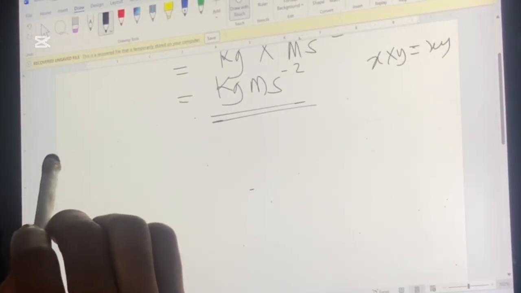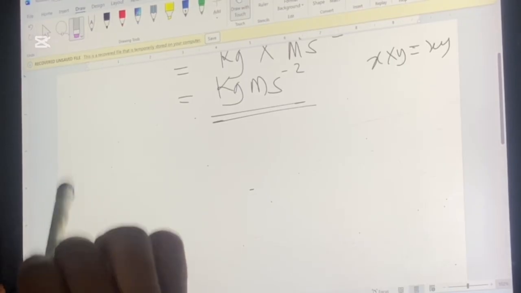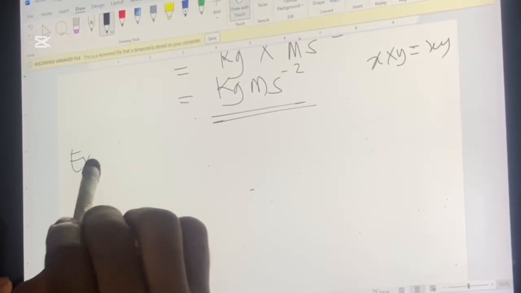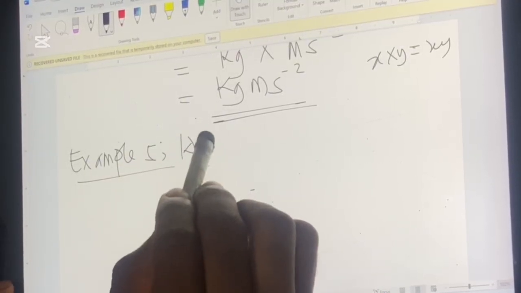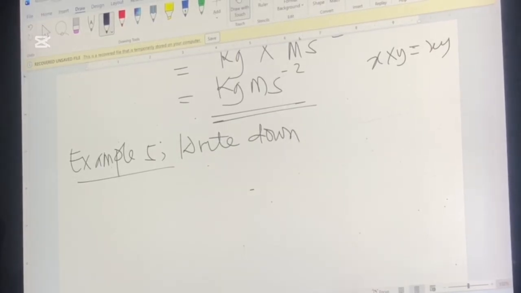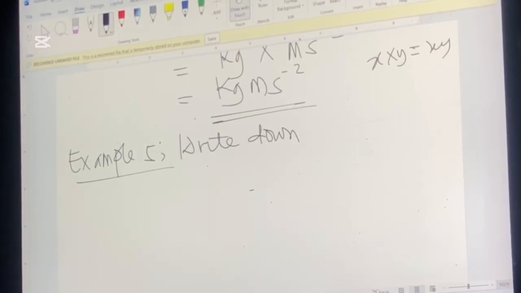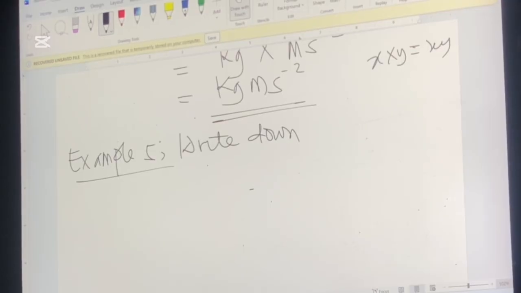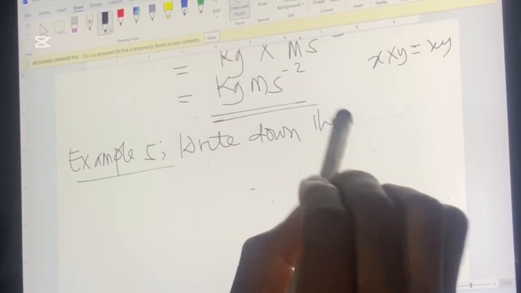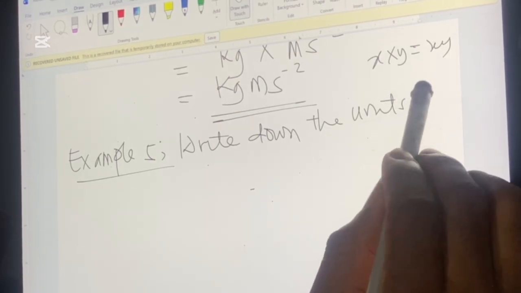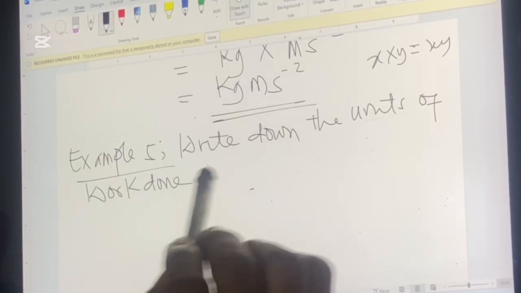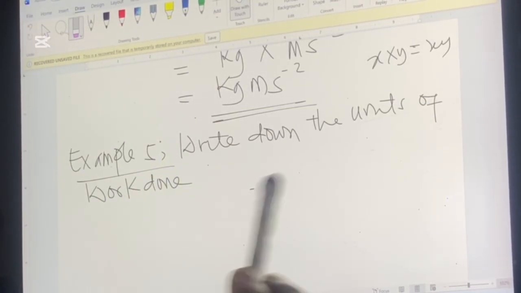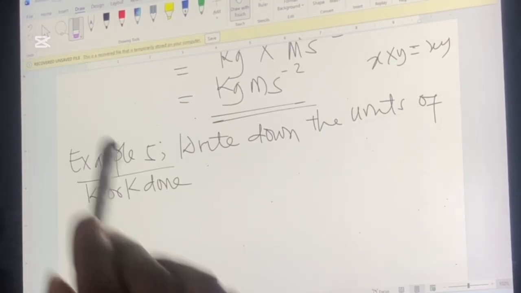Okay, now let's solve the next example here. Example 5. Write down the unit of work done. Okay, now let's solve this.